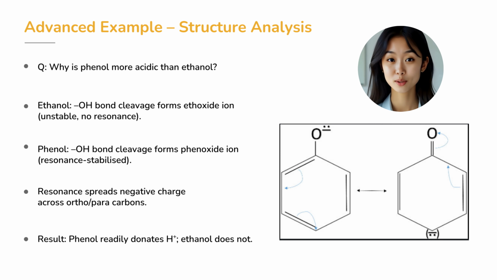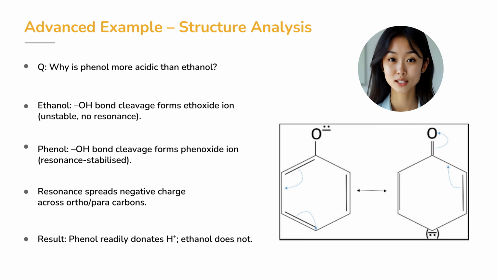Let's solve a common reasoning problem. Why is phenol more acidic than ethanol? In ethanol, when the O-H bond breaks, it forms the ethoxide ion. The negative charge sits entirely on oxygen with no delocalization. That makes it unstable, written as CH₃CH₂O⁻ plus H⁺.